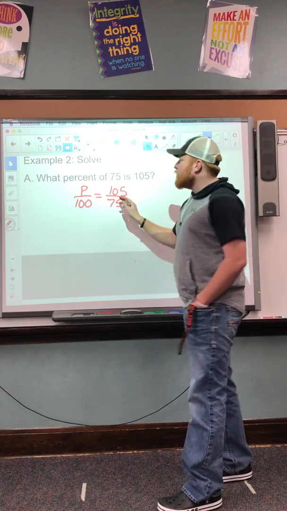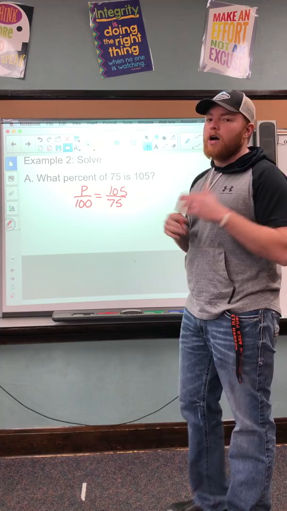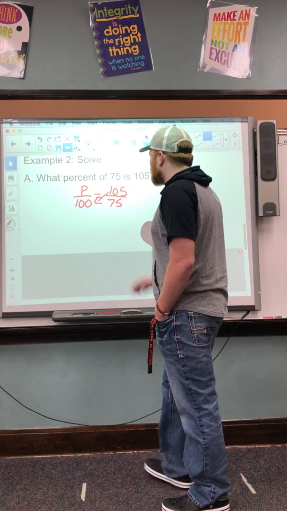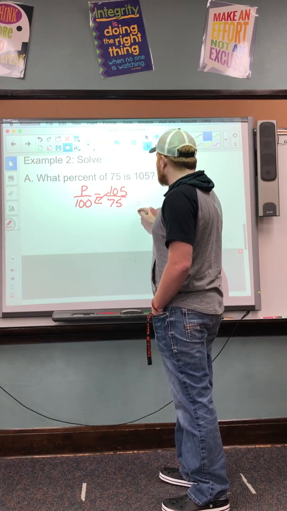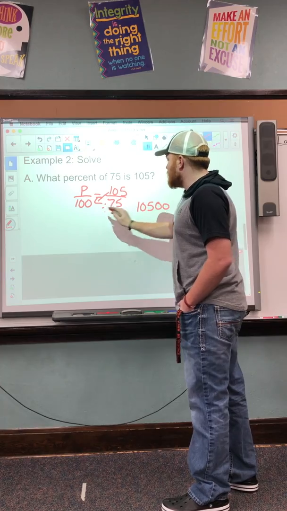Now, when your is number is bigger than your of number, your percent is going to be higher than 100%. Okay, so now we cross multiply, so then 105 times 100 would be 105, and then add 2 zeros, and then divide by 75.